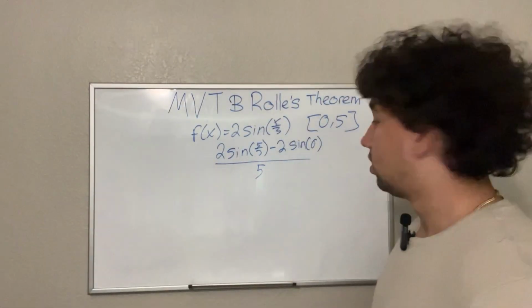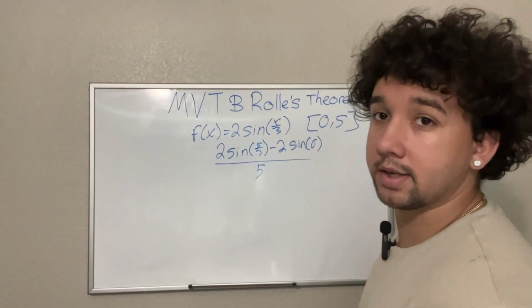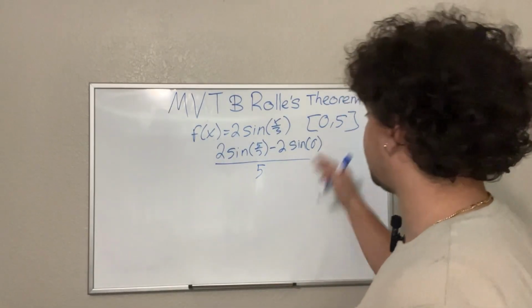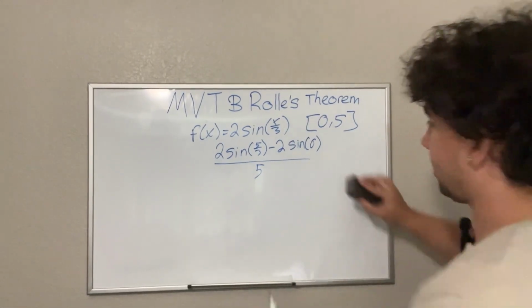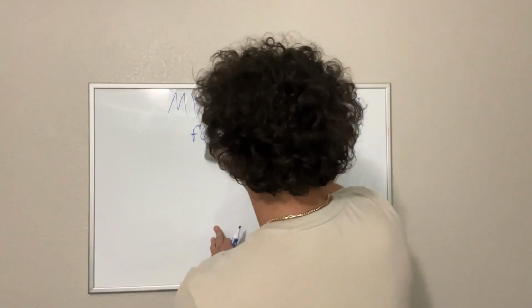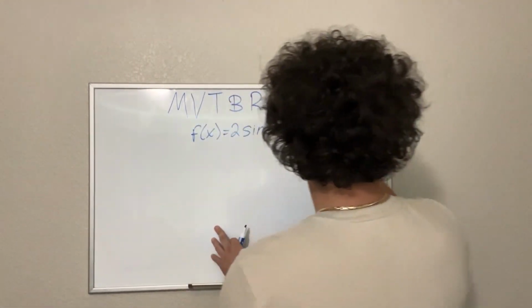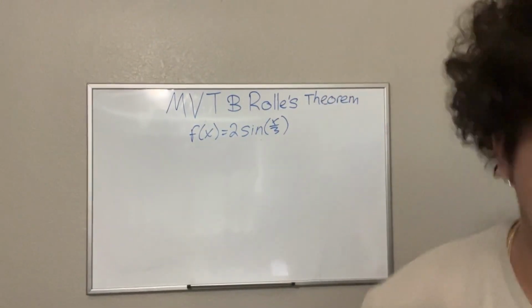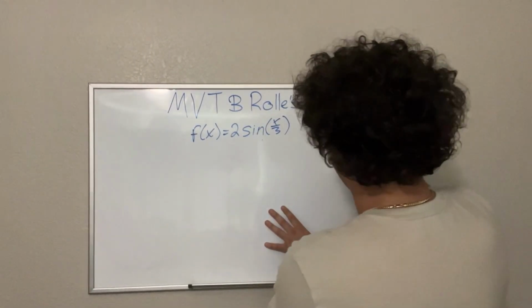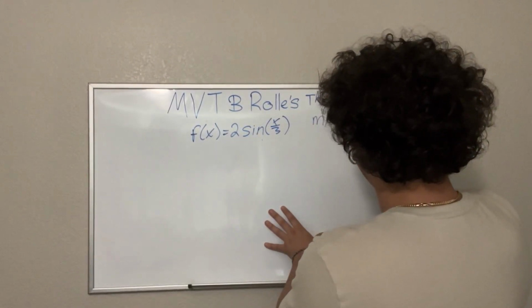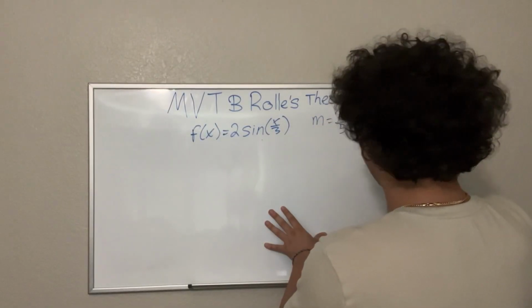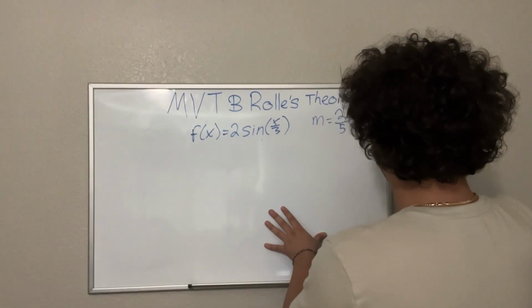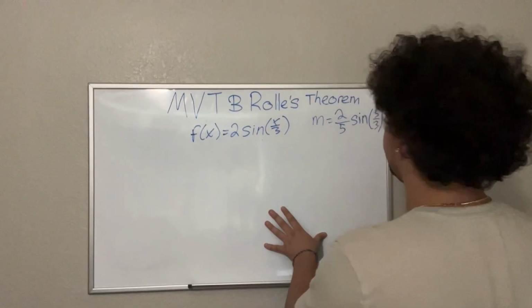Well, when is sine equal to 0? Well, sine is equal to 0 when y is equal to 0, so the sine of 0 is 0, and then 2 times 0 is 0. So it ends up being that the slope equals 2/5 sine of 5 over 3.